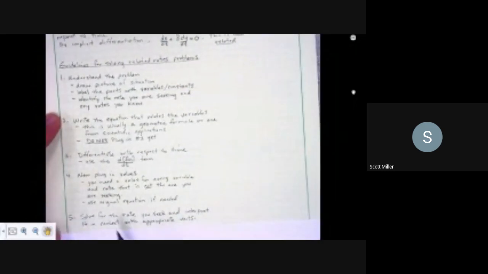Then, after I have that equation, I'm going to start plugging numbers into it. I'm going to plug in all the values that I know for every variable in that related rate formula. If there is a variable that I do not know, and it's not the one I'm seeking, then I need to go find a value to plug in there. A lot of times that requires us to go back to the original function, the original expression up here, and find the appropriate unit, the thing that I need. And lastly, we're going to solve for the rate that you are seeking and interpret it in context with the appropriate units. So this is what we're going to be doing.